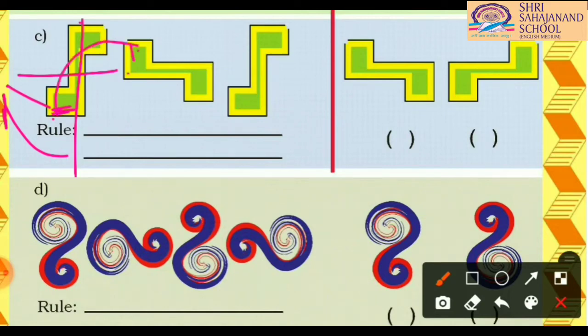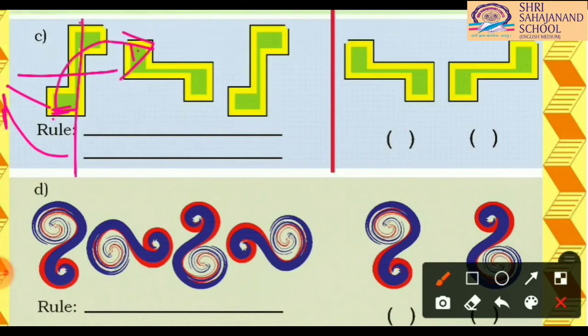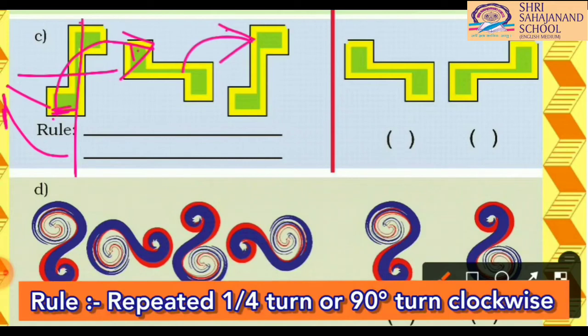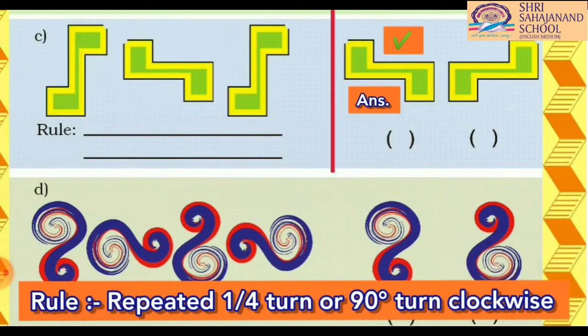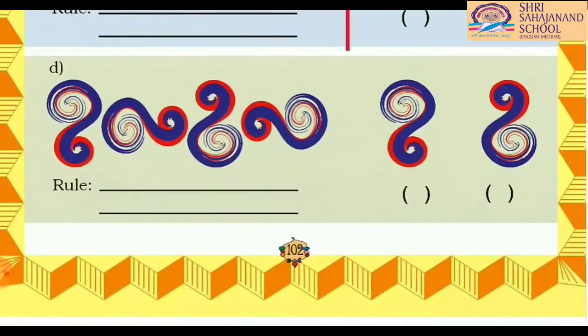Here you can see this, it is taking its 1/4 turn. Then in the next picture also it is 1/4 turn. Okay, so what will be the rule? Yes, you can write the rule turns 1/4 turn and it is repeated, or in degrees you can write turning 90 degree each time. Now come to the next, number D.